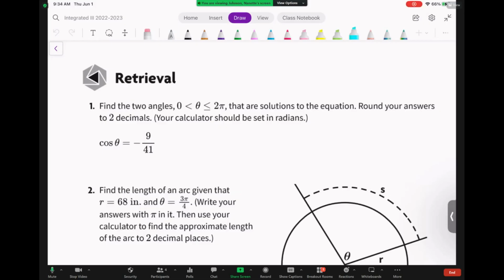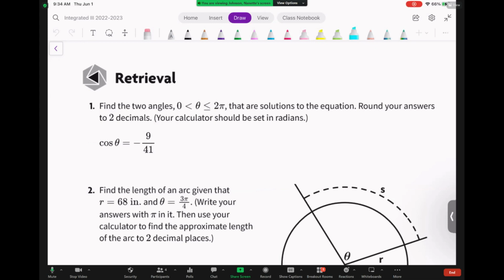Okay, so this is 7.7 retrieval, number one. It says find the two angles from 0 to 2 pi that are solutions to the equation and then round your answers to two decimals. So clearly they're telling you you're going to be using a calculator whenever they tell you to round.